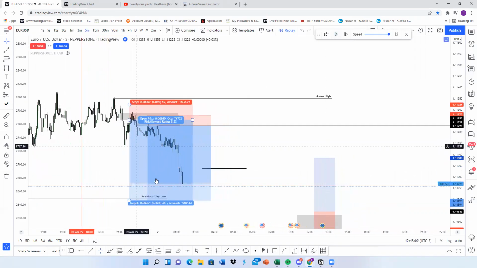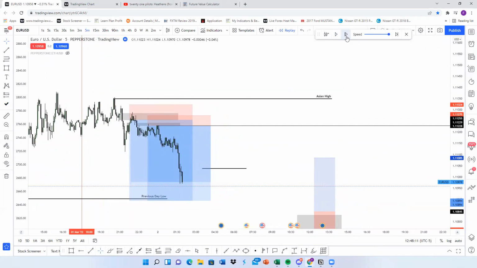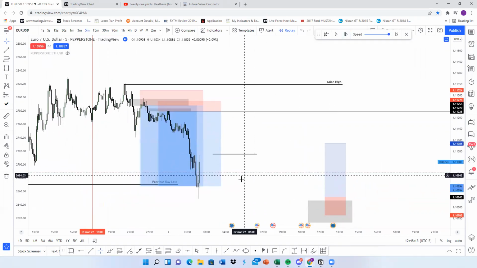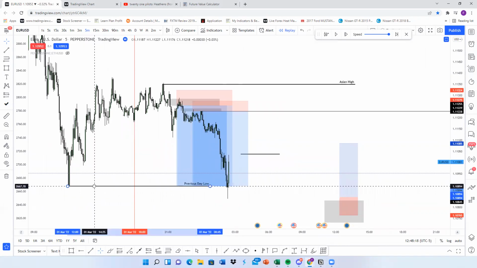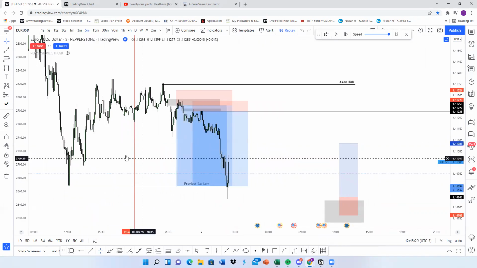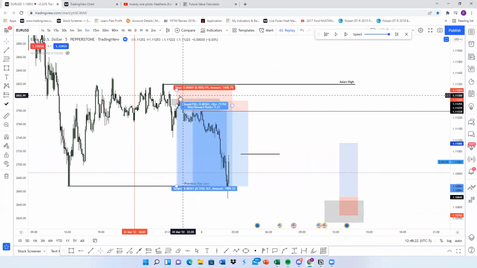Now we are approaching London. So that's London. Now you can see that we got the previous day's low. Now we need to see a proper change of state, right? So at this moment of time, we need to see this high get taken out for there to be a proper change of state. Why?